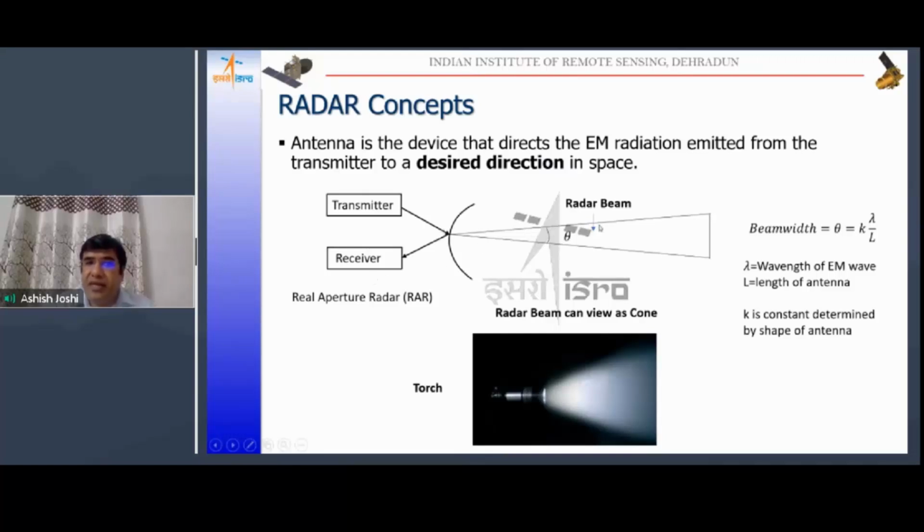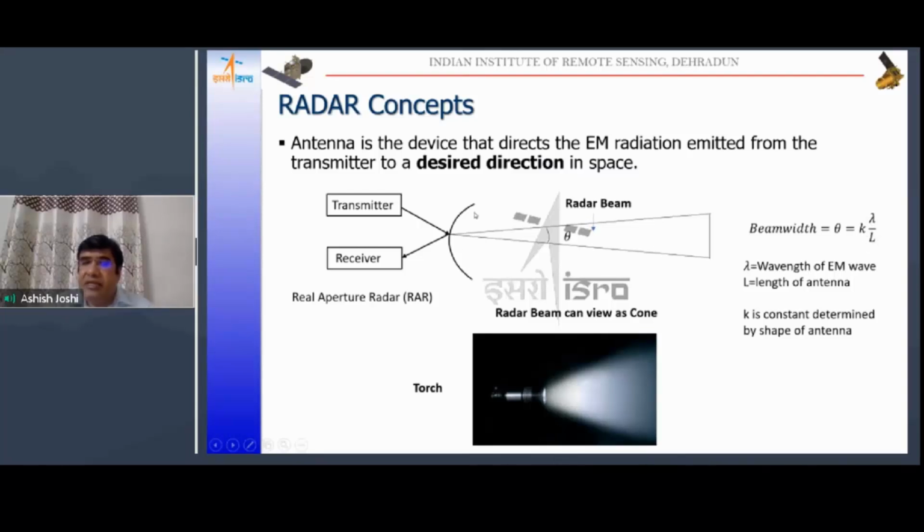So that is called the radar beam, and it has some angle. This angle is called the beam width. The beam width theta is equal to k lambda by L, where lambda is the wavelength and L is the length of the antenna.